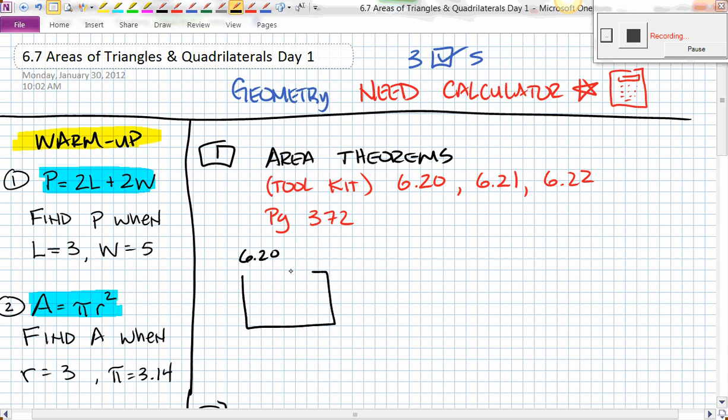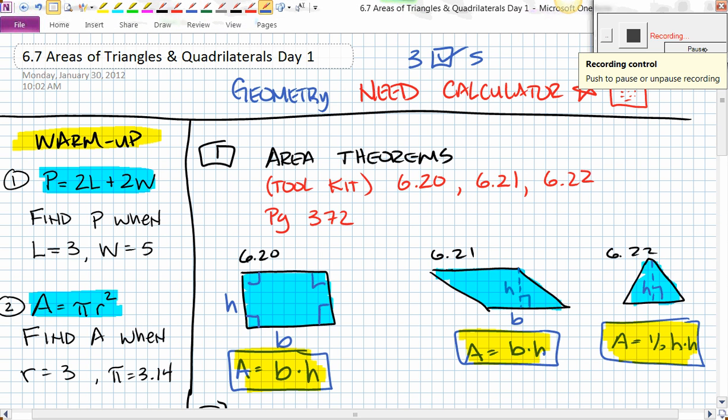6.20 is the area of a rectangle. 6.21 is the area of a parallelogram. And then 6.22 is the area of a triangle. Okay, I'll give them to you on the book and give you about 2 minutes to put them in your toolkit. Okay. All right. So hopefully we have down area for a rectangle is just base times height.